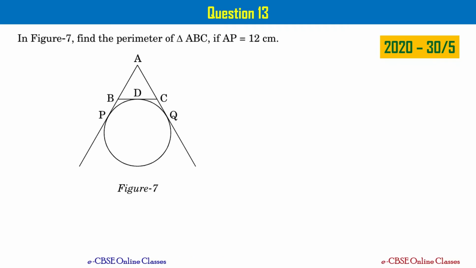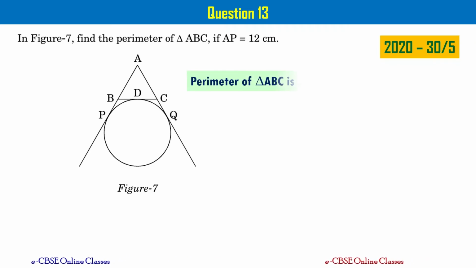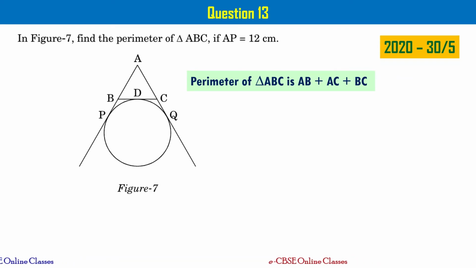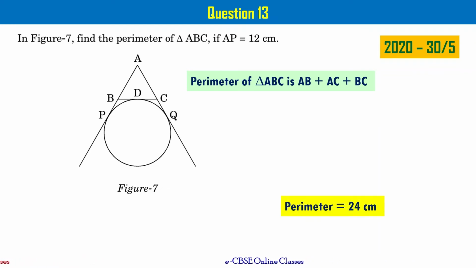I'm not going to solve this problem, but I'll give you a hint: the perimeter of a triangle ABC is defined as AB plus AC plus BC, right? When you make use of this, you get the perimeter as 24 centimeters as the answer. Try to solve this problem using the steps given for the previous problem, so that you will be able to get the answer, perimeter equal to 24 centimeters.